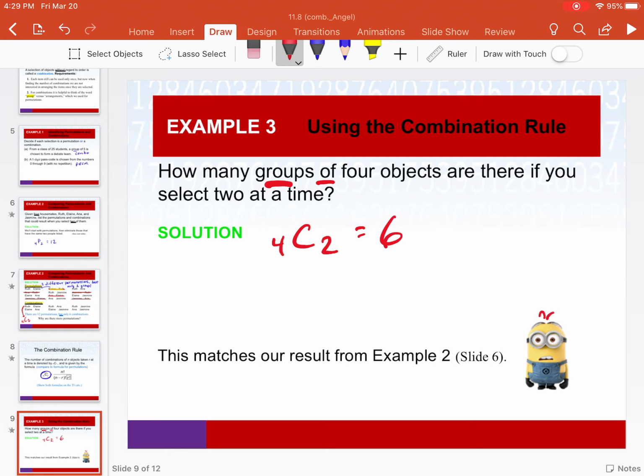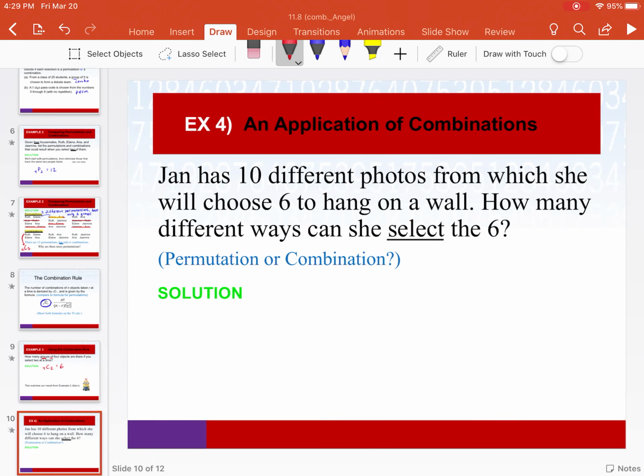Let's give him some hair sticking up there. Love the minions.